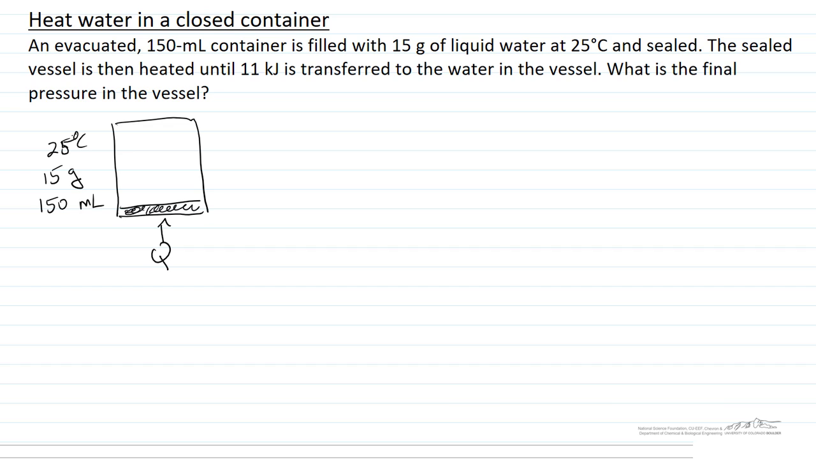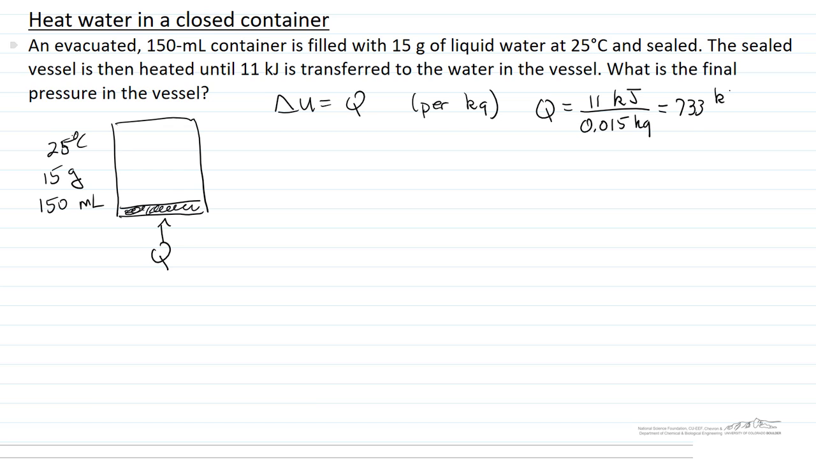milliliters. So we're going to use the first law, closed system, delta U equals Q. There's no work. But we're going to do this balance. This is important. We're going to do it per kilogram so we can use the steam tables. And so that means if I calculate Q, it's 11 kilojoules, but the number of kilograms is 0.015 kilograms. So 733 kilojoules would be added per kilogram.